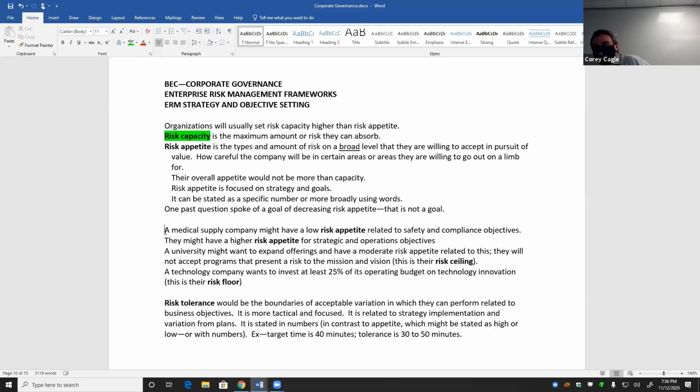Speaking broadly, what's your appetite regarding safety? Oh, low. What's your capacity? 0. A university might want to expand offerings and might have a moderate risk appetite related to that. They will not accept programs that present a risk to the mission and vision. That would be their risk ceiling or capacity. A technology company might want to invest at least 25% of its budget in technology innovation. That would be their risk floor.